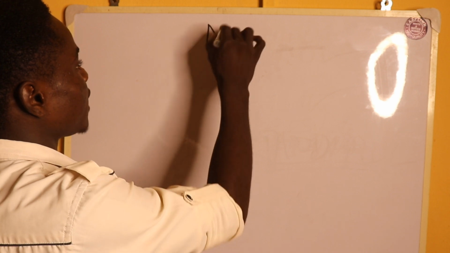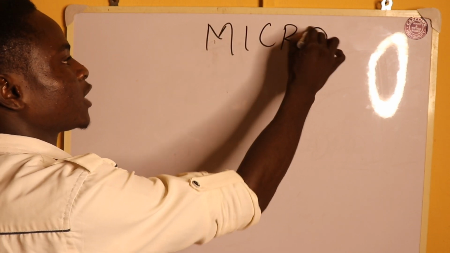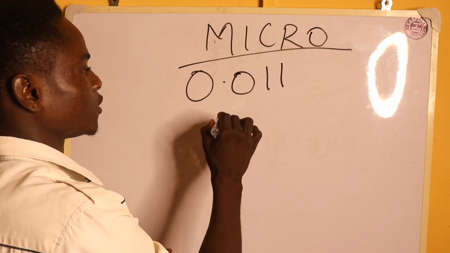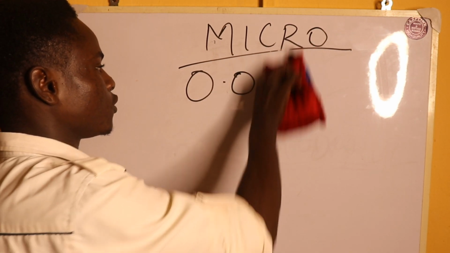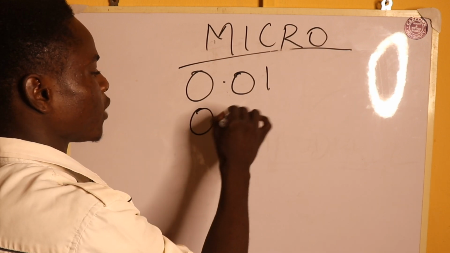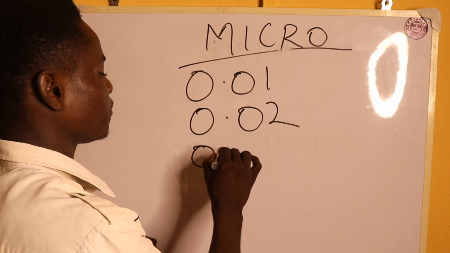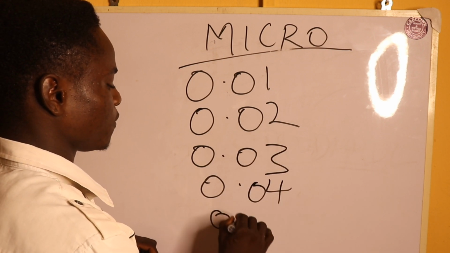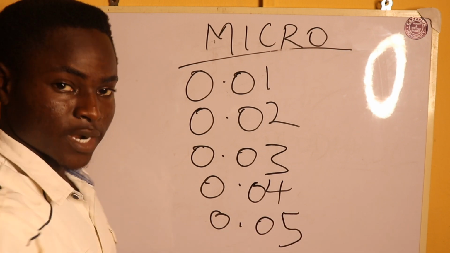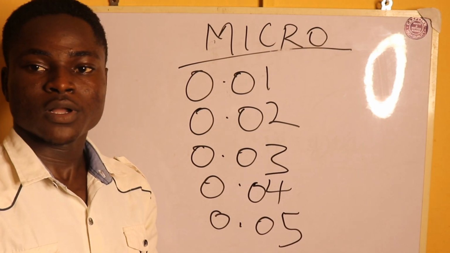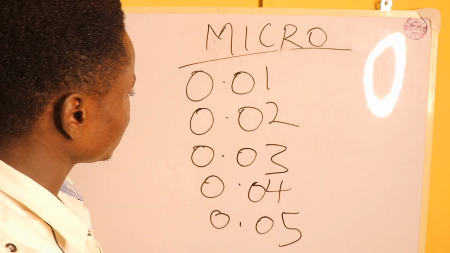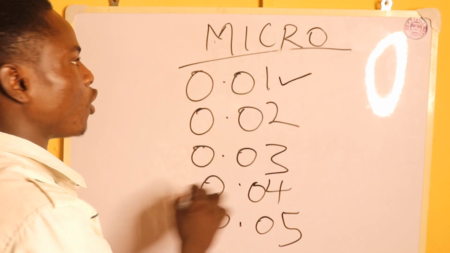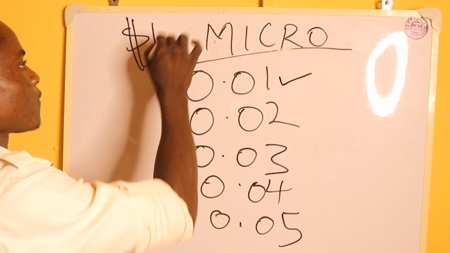So I'm going to start with the micro lot. Micro lots start from 0.01, then 0.02, 0.03, 0.04, 0.05. This is what we call our micro lot. You can usually start from 0.01 on your $100 account.